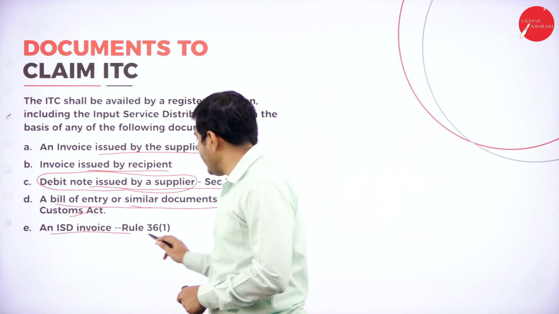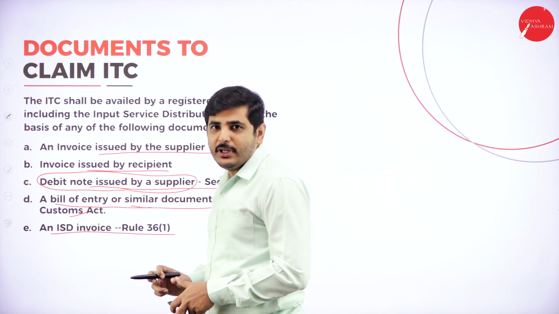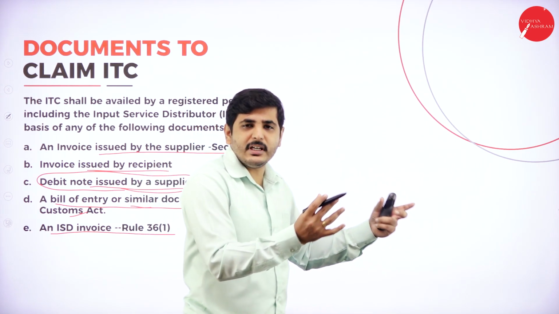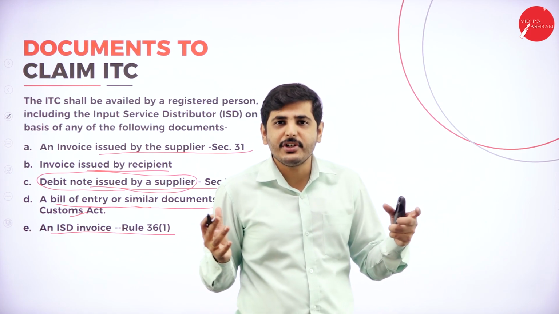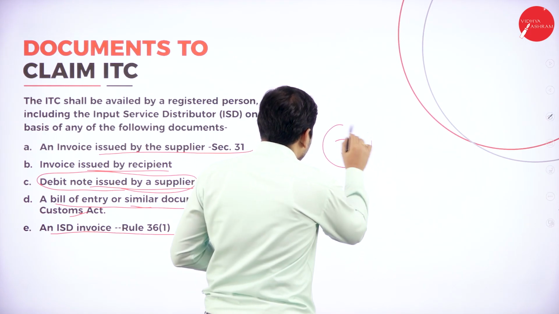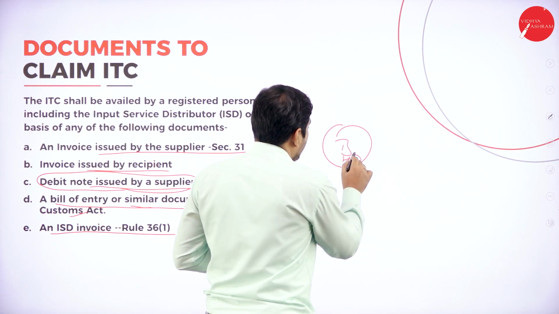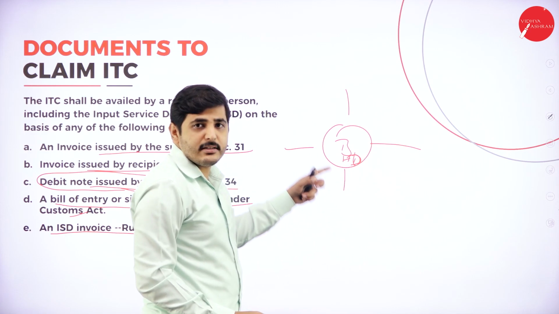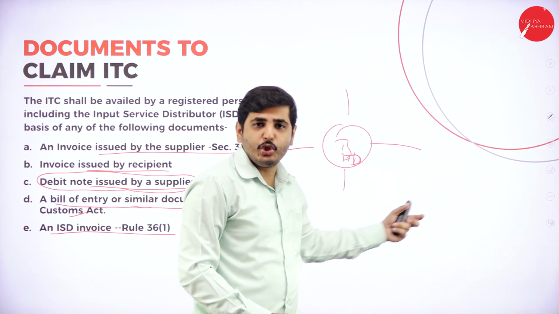Next one, an ISD invoice. Input service distributor invoice. So input service distributor means he is a person who distributes the tax to his branches. For example, the head office is in Bangalore. This is the head office. We have so many branches: Mysuru branch, Mandya branch, Hassan branch, Hubli branch. We have so many branches.